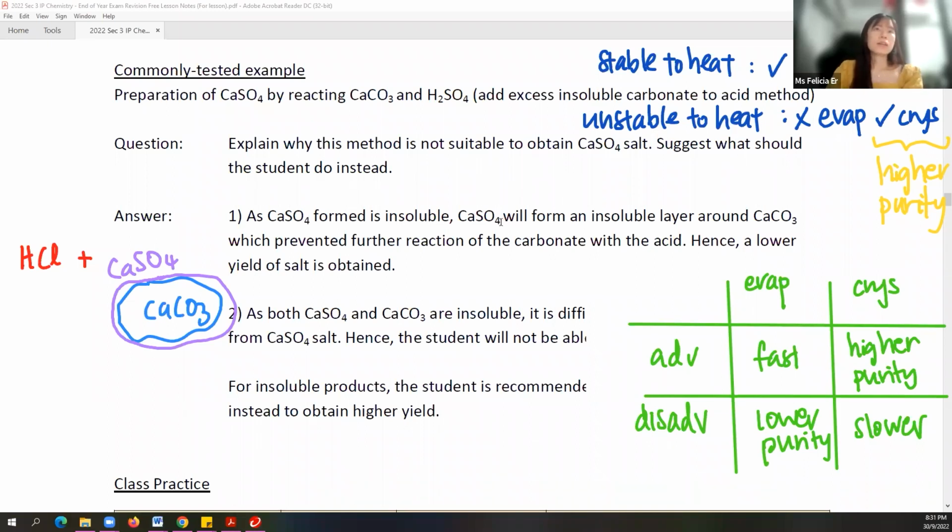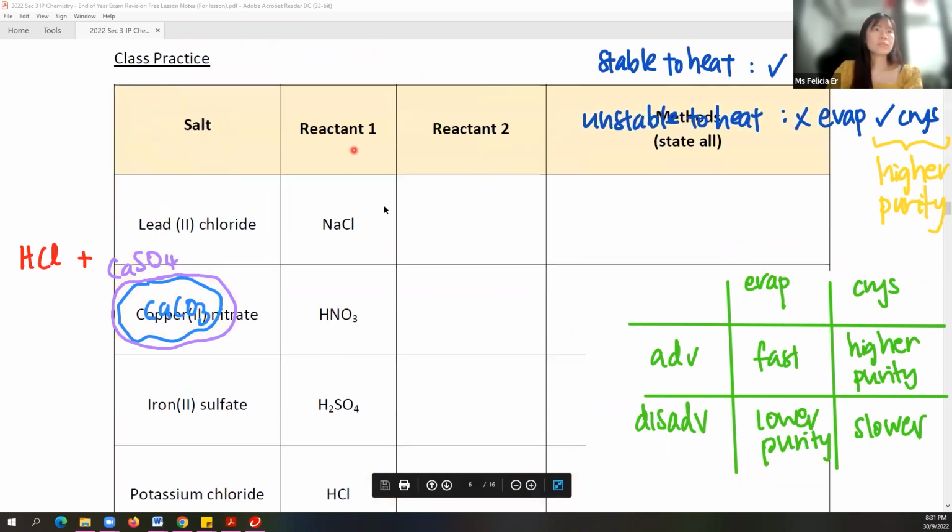Okay, so once you are done with this table over here, can you all click the raise hand button to let me know? Then I'll go through the answer. Just this page will do, okay? So once you're done, raise hand. If you can't raise hand, you can type in the chat to let me know that you are done. Then I'll go through the answer.